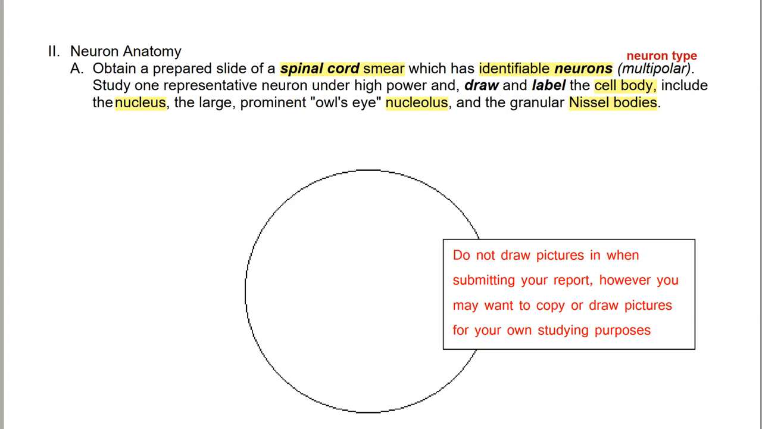And then we have to identify some vocabulary. We're going to be looking for all of this vocabulary. You're going to be looking at the cell body of the neuron, the nucleus of the neuron. The nucleus is also going to have an owl's eye nucleolus in it. And then there are some granular dark structures called Nissl bodies. That's all the vocabulary for this slide that you're going to be looking at, and the links take you right to a labeled picture.